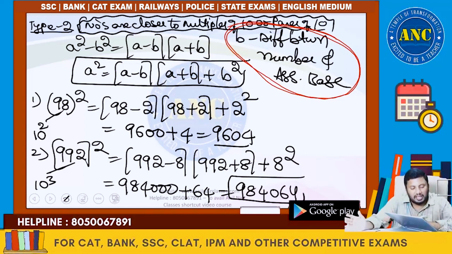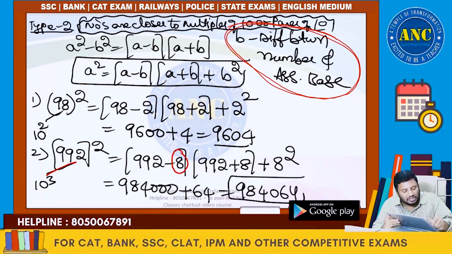98 is nearer to 100. So 98 minus 2 into 98 plus 2, plus 2 square. 992 square: 992 minus 8. This is the absolute difference. Absolute means either 992 minus 1000 or 1000 minus 992. Idea clear?